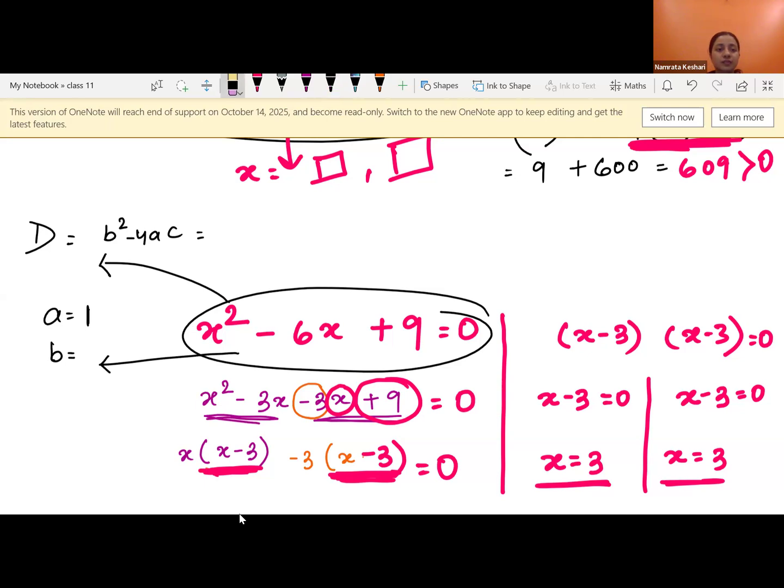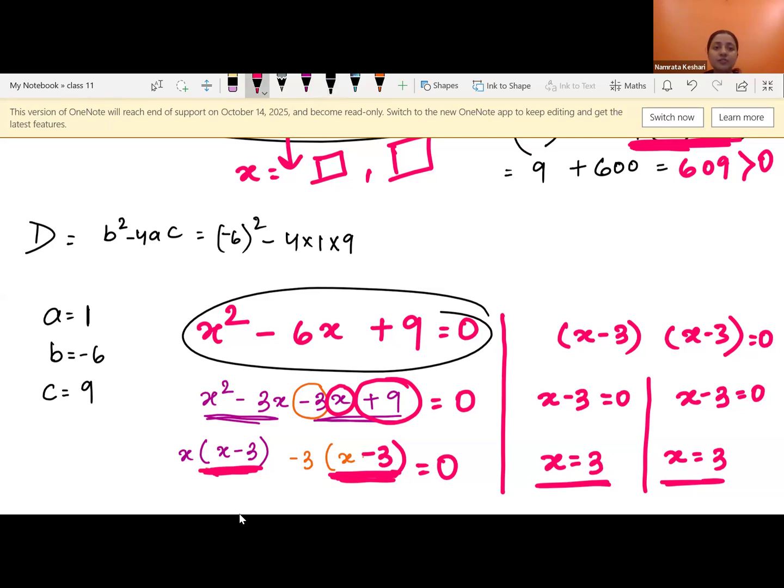6. Positive or negative? Negative. Negative 6. And what about c? Positive 9. Positive 9. So we are going to check the nature of the root, b square minus 4ac. Our b value is minus 6 whole square minus 4ac. So 4 multiplied with our a value, that is 1, multiplied with our c value, that is 9.